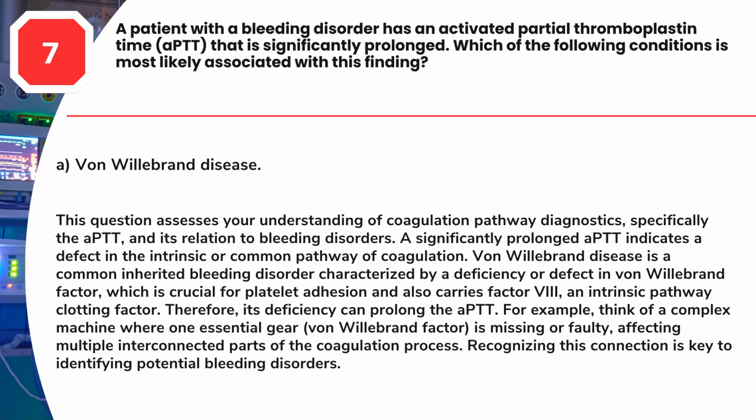For example, think of a complex machine where one essential gear, von Willebrand factor, is missing or faulty, affecting multiple interconnected parts of the coagulation process. Recognizing this connection is key to identifying potential bleeding disorders.